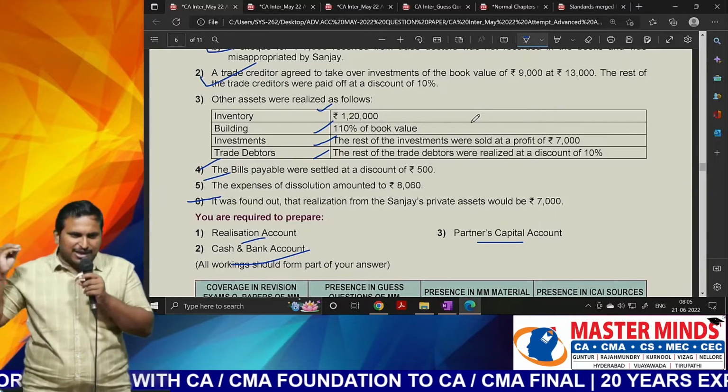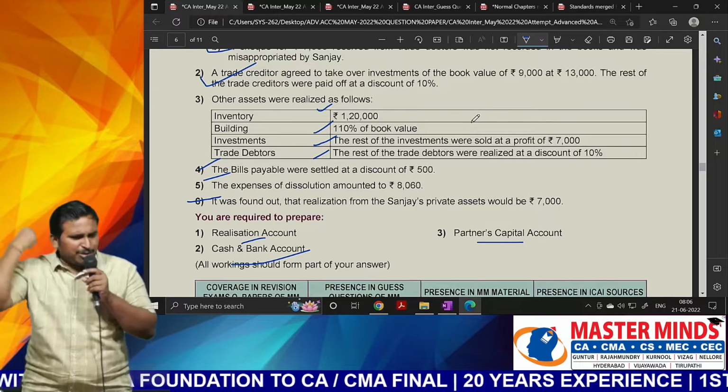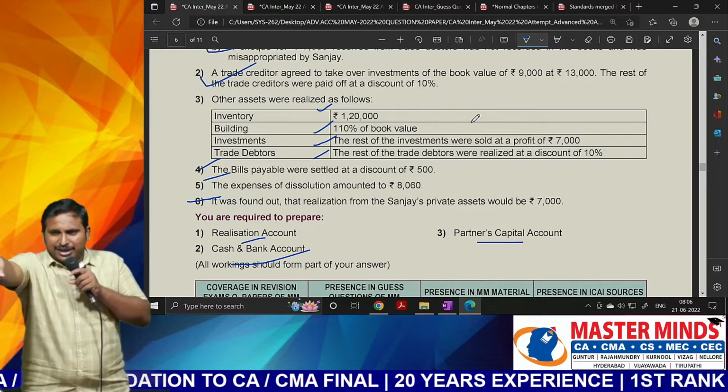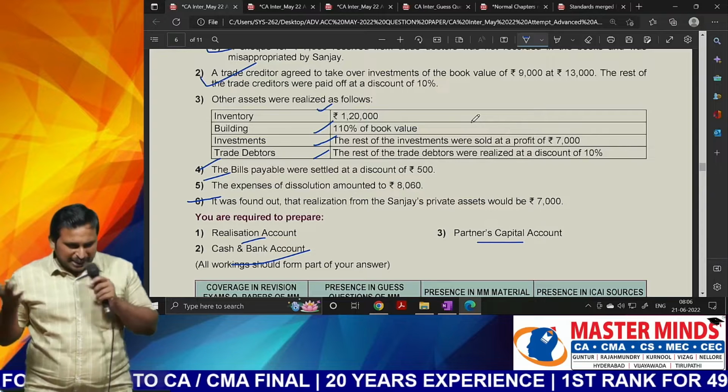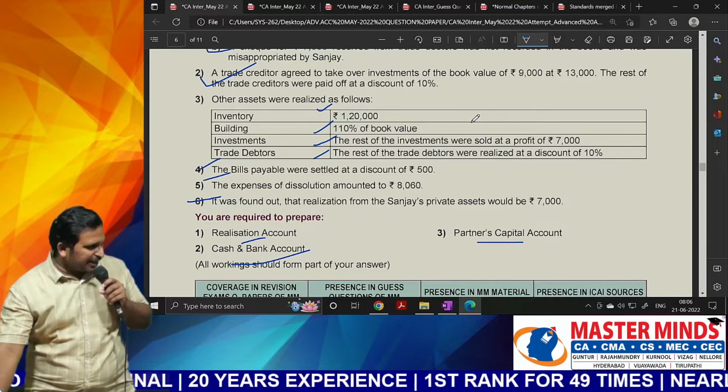In the material, we have arranged all the sources to the extent possible, wherever required, from RTPs, MTPs, everything we have given there. Still, if they try to create something new, that has to be answered only with your conceptual clarity.